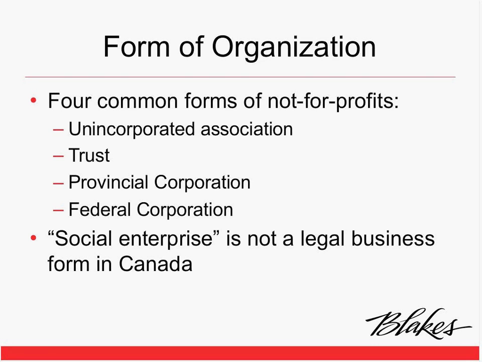Let's start at the beginning with the form of the organization. There are four forms of not-for-profit organizations in Canada: the Unincorporated Association, the Trust, the Provincial Corporation, and the Federal Corporation. We are focusing on incorporated entities in this presentation. It is also just worth noting as an aside that social enterprise is a growing category of social purpose organizations, but it is not in itself a legal business form in Canada. Social enterprises can fit under the umbrella of many different business forms.